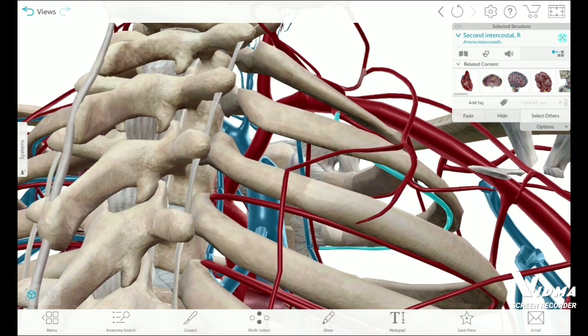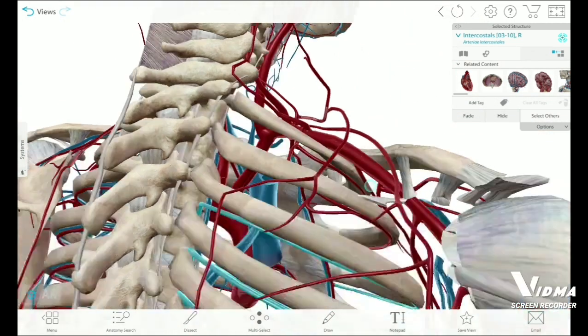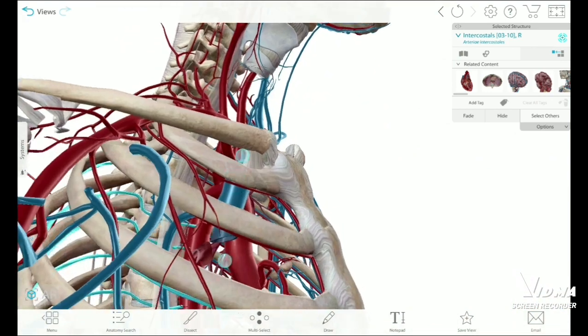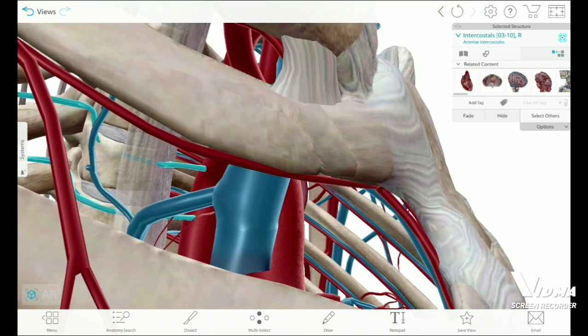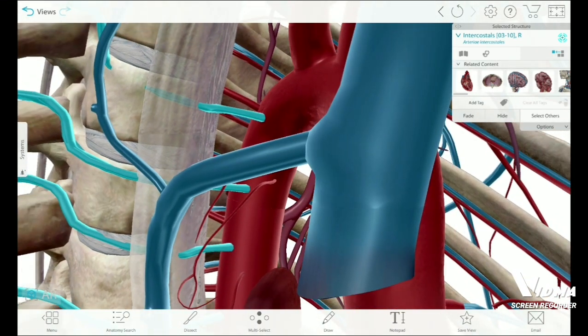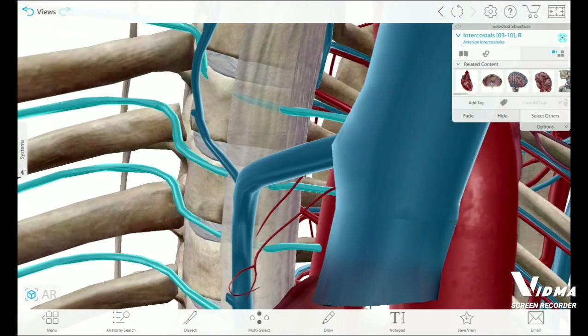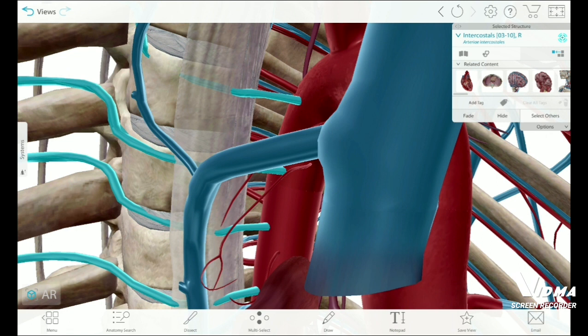Now the third to 12th posterior intercostal arteries, like this one, they arise directly from the aorta. So we can see the third to 12th posterior intercostal arteries directly arising from the aorta and supplying the intercostal spaces. So this finishes our video on the blood supply to the thorax.